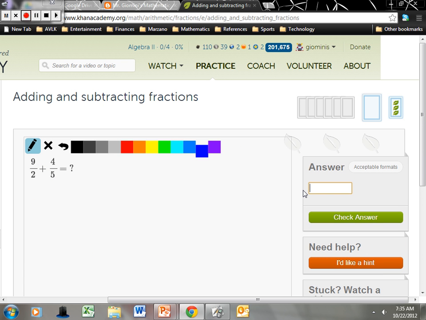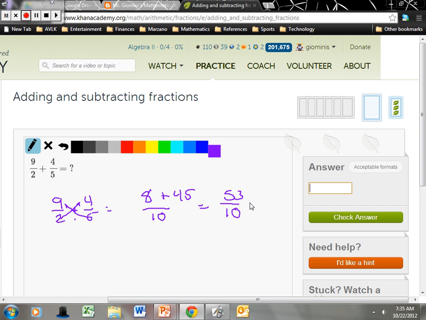I'm going to show you a different algorithm for this one. Another way you can do this is just multiply the denominators together. So I'm going to write this. I could take 9 halves plus 4/5. And you can just multiply these two together and get 10. Now you use cross product. So I'm going to go 4 times 2 is 8 plus 9 times 5 is 45. That gives me, let's see here, 53 tenths, which I like to convert to a mixed number.